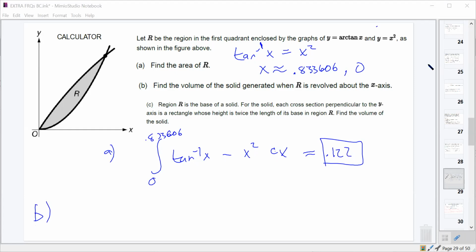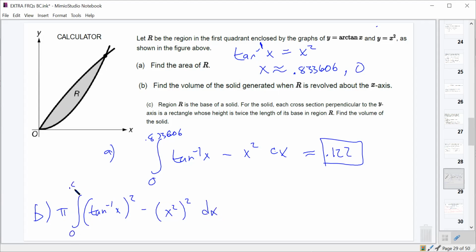Okay. Part B, we want the volume of the solid generated if we revolve R around the x-axis. So we're going to go around the x-axis. We're going to get washer cross sections that have a thickness of dx. So this ought to be pi times the outer radius. And what's our outer radius? It's the upper function, right? So pi times the integral of inverse tangent of x squared minus your inner function, which is x squared dx, and we're going to still integrate from 0 to 0.833606. And that comes out to be 0.230.